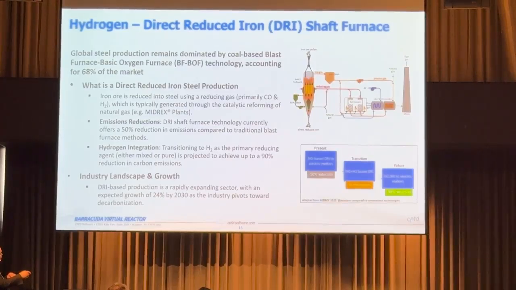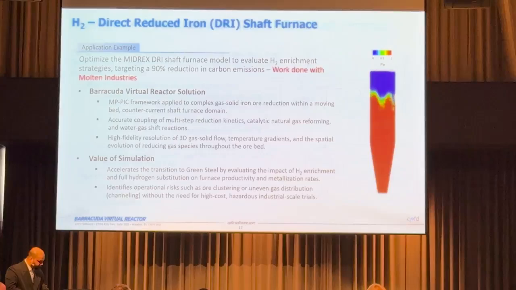And this is a moving bed reactor. The iron pellets move down, the gas moves up, and towards the bottom you collect your steel. But what we have done, in collaboration with Molten Industries, is take a step forward. The reducing gas is now primarily composed of hydrogen, and very little CO. If we take the existing DRI shaft furnace and use more than 99% pure hydrogen as a reducing gas, we can reduce the emissions even further, up to 90%, which is exactly what this work is about.